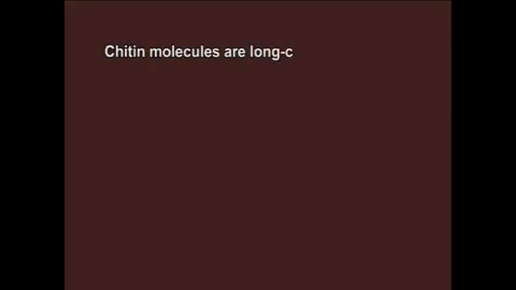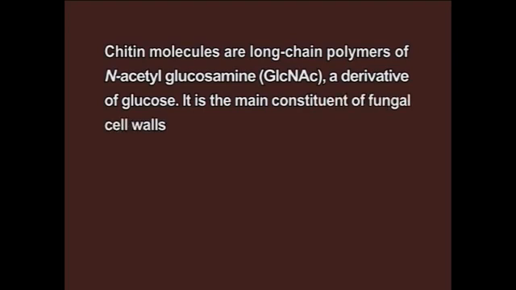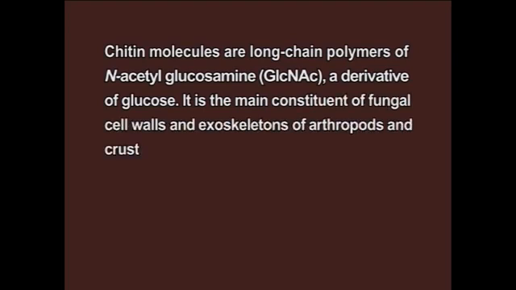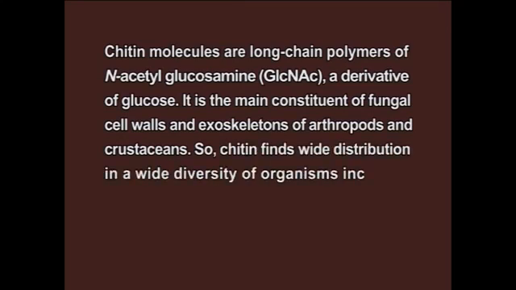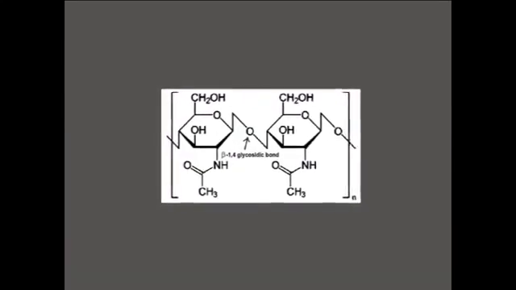Chitin molecules are long chain polymers of N-acetyl glucosamine, that is GlcNAc, a derivative of glucose. It is a main constituent of fungal cell walls and exoskeletons of arthropods and crustaceans. So, chitin finds wide distribution in a wide diversity of organisms, including butterflies, beetles, crabs, lobsters, shrimp and fungi. The GlcNAc residues in chitin are linked by beta-1,4 glycosidic bonds as shown in the accompanying figure.